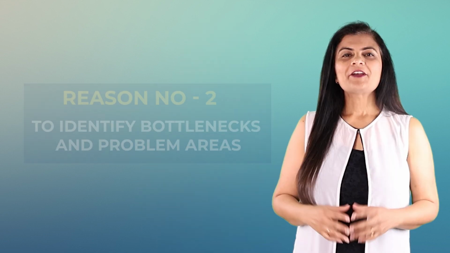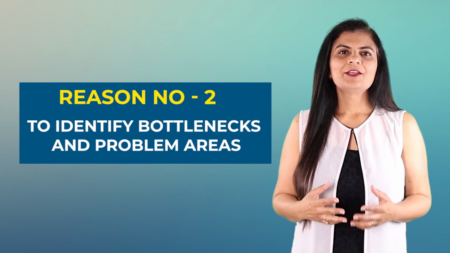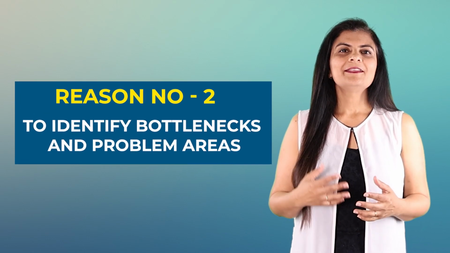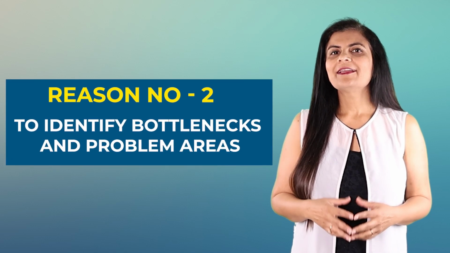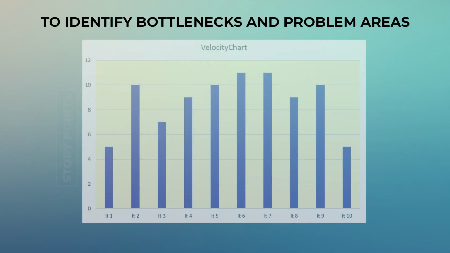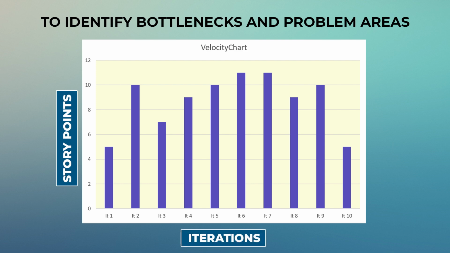Now the second point was to identify the bottlenecks or the problems that may be coming in the Agile team. Now look at this chart. Do you think there is any problem? If yes, please write in the chat. So what do you see? Yes, in the last iteration the velocity went down, which indicates that there could be some problem with it.